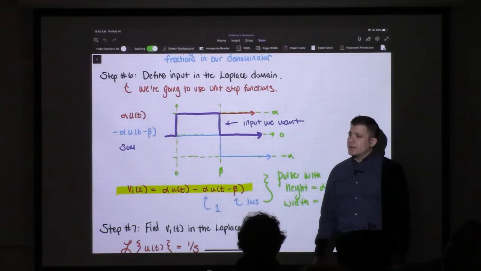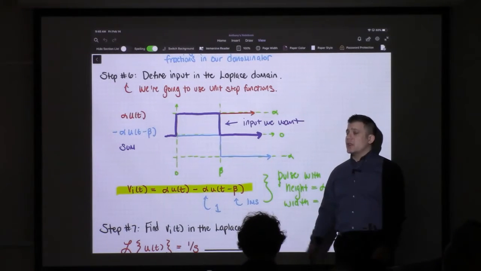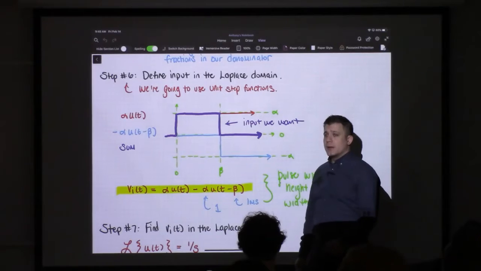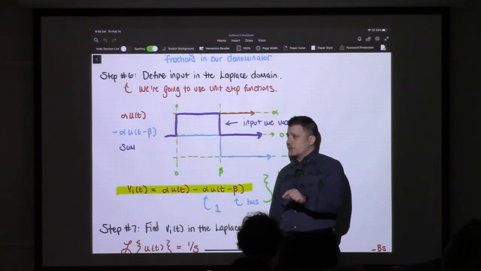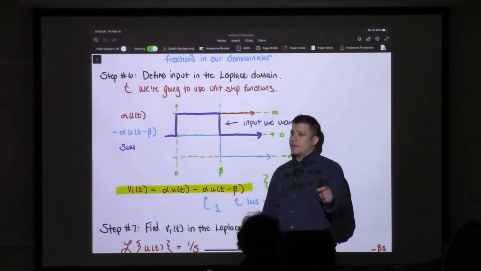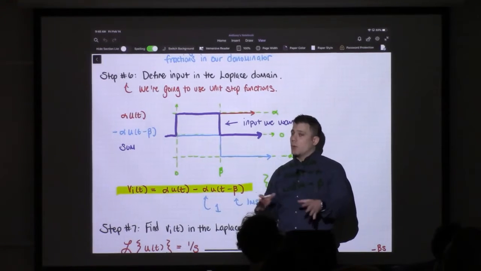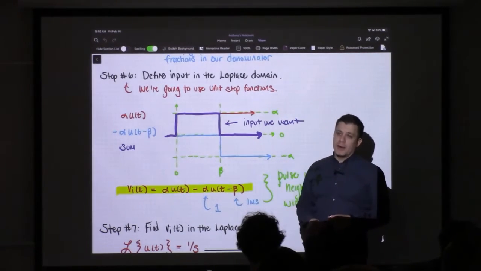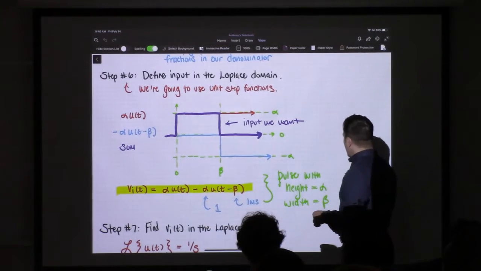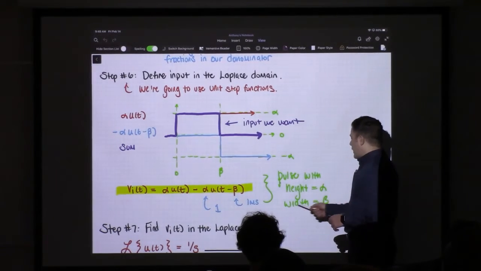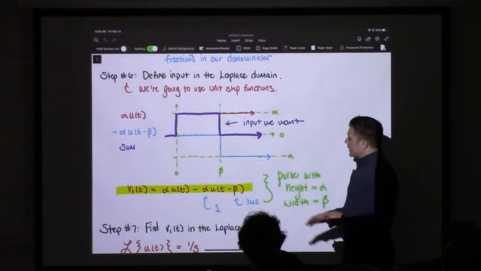So what that does is it allows us to find a little bit more of a generalized solution for any pulse of any height of any length. Okay? So we'll get a closed form solution that won't work for any input, but it'll work for any pulse. So our height is alpha and our width is beta. So that's where we stopped.